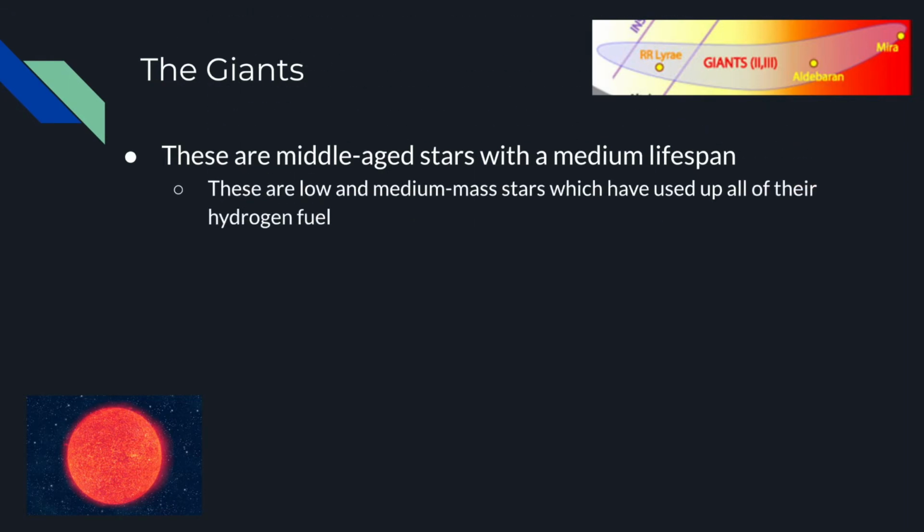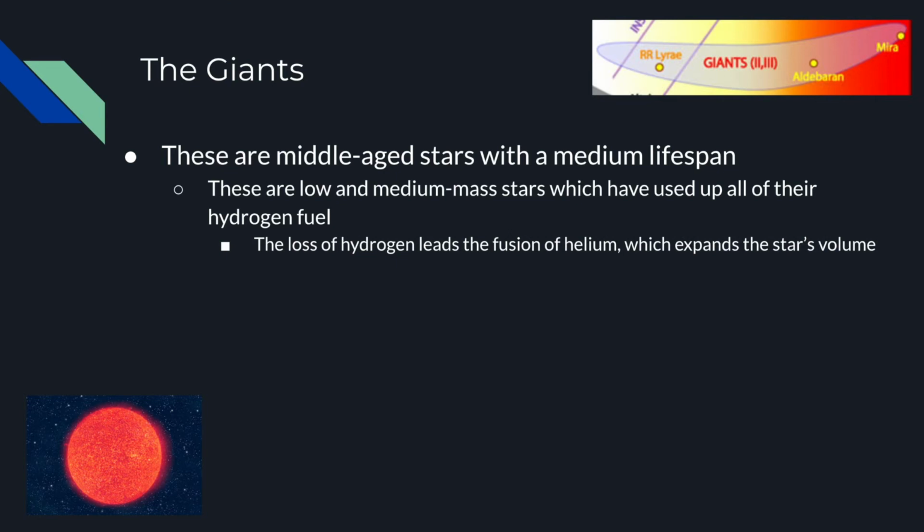Now, giant stars tend to be old enough that they have used up most of the hydrogen fuel that they had when they were on the main sequence. Because they have used up their hydrogen fuel, they kind of undergo a midlife crisis. They switch from fusing hydrogen to fusing helium. And helium fusion releases so much energy that the star actually kind of blows itself up. It expands to many times its original volume.